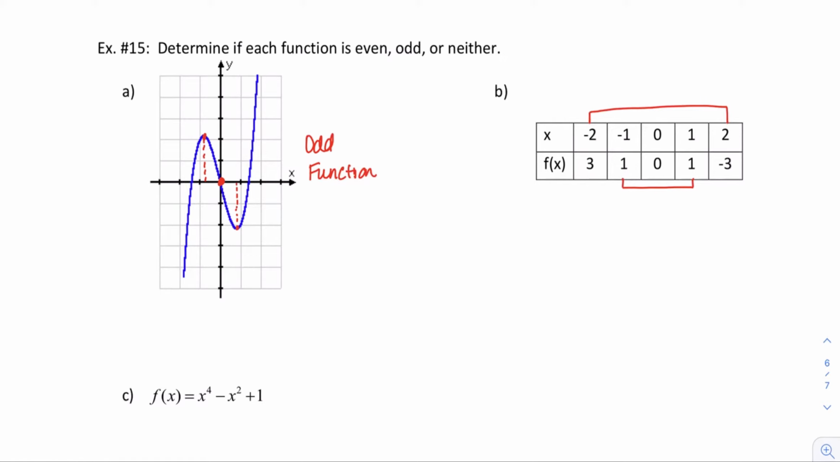So for one pair, we have opposite inputs giving opposite outputs, but for another pair, we have opposite inputs giving us the same output. So this is neither even nor odd. It doesn't follow the rule for all of the pairs for either one.